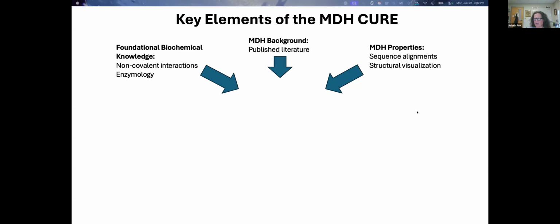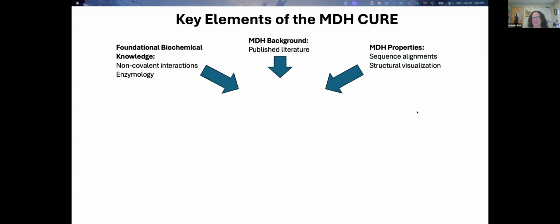Okay, so what I want to talk about is the process of doing a CURE and what components you need to get your students to a hypothesis, et cetera, and how the CURE works. Building on what Chris and Jess both said, the key thing is that we need to start with three big areas, which is we need to get information, foundational biochemical knowledge, right?